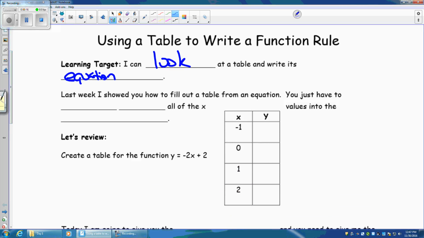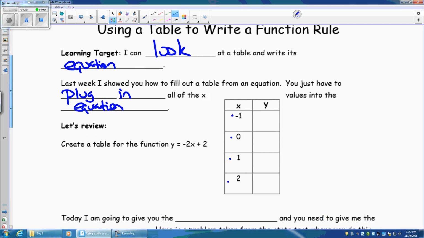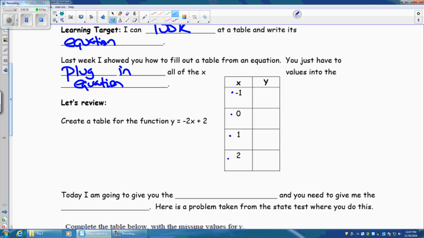You just had to plug in all these inputs into the equation. Just to review with that, why don't I do one of them for you guys and you guys can fill out the rest. So the equation that we're looking at is this guy right here. We're going to use that to fill out the rest of these.